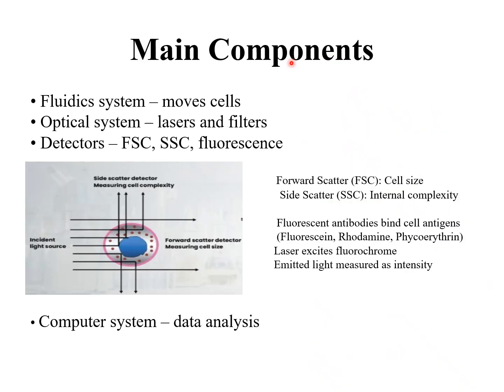So the main components of this system are the fluidic system, from where the cells move one by one; the optical system, which includes laser and filters; and the detector, which has a forward scatter detector, which determines the cell size, and a side scatter detector, which determines the internal complexity and differentiates the cells based on it. Then a fluorescent detector is also there, which measures the light of a longer wavelength emitted by the dye. After that, the computer system analyzes the data.